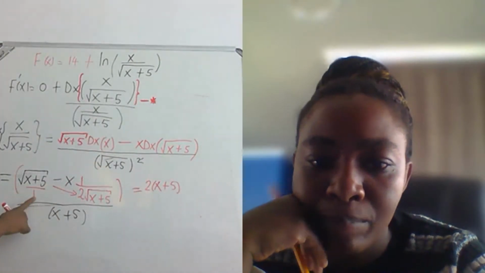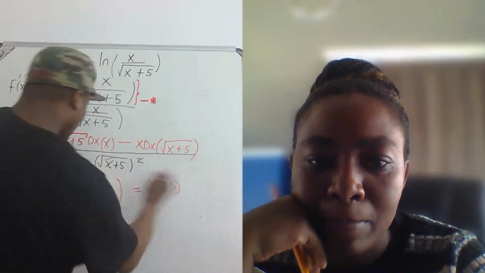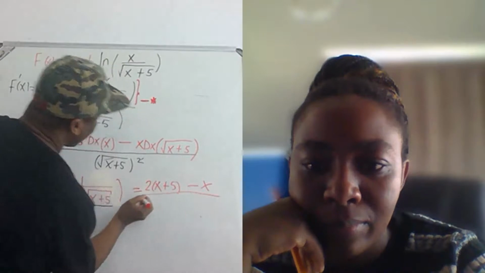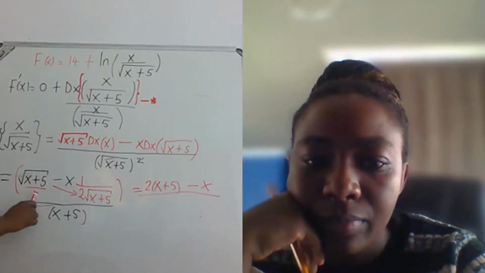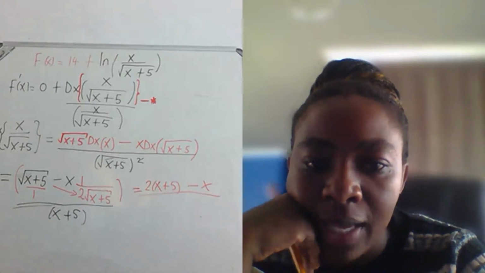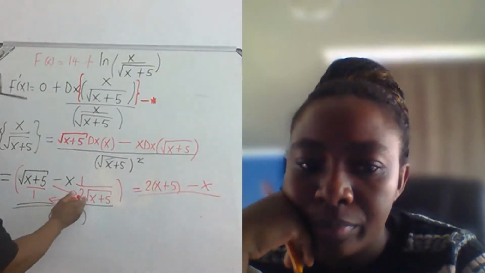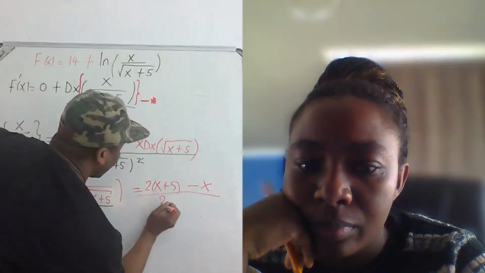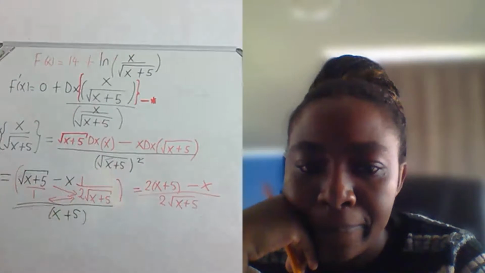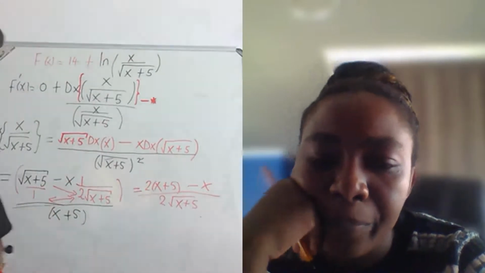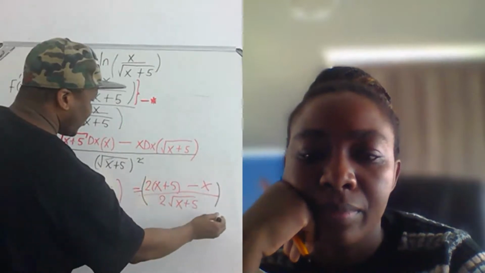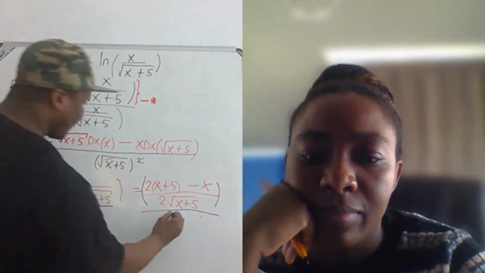Now we come 1 times x is x, times 1, x. But with minus, we write minus x over. We multiply these two. That's going to be a 2, 2 times square root of x plus 5. Do you understand or not? Yeah. And then we're going to have to go over x plus 5.